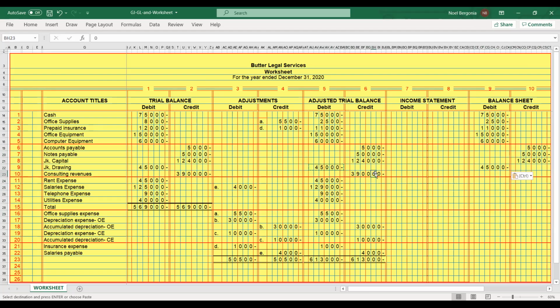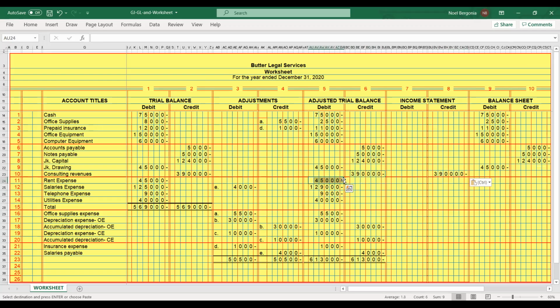Then next would be consulting revenues. So itong consulting revenues, this is now an income account. So kung income account yan, dapat ilalagay natin siya sa credit side ng income statement. Okay? So copy sa income statement na po tayo ha, 390,000.